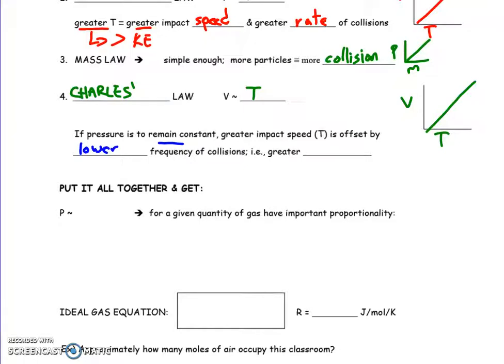How do you do that? We have a greater volume. In other words, if we have a greater volume, they're not going to hit as often, but they're going to hit harder, so the net result is a constant pressure. So long story short, if you increase temperature, you have to increase volume to keep pressure the same.